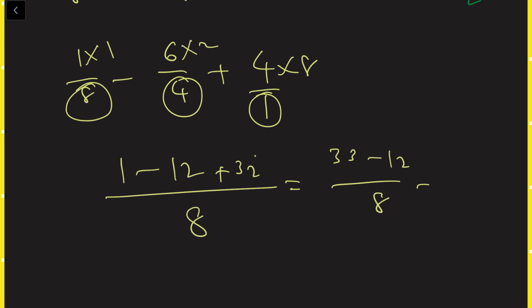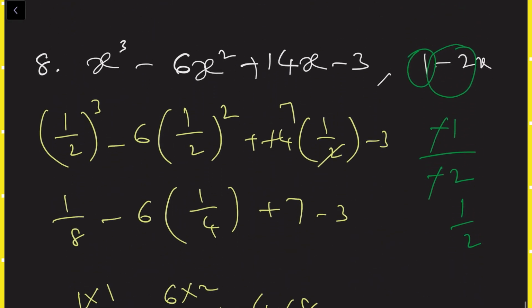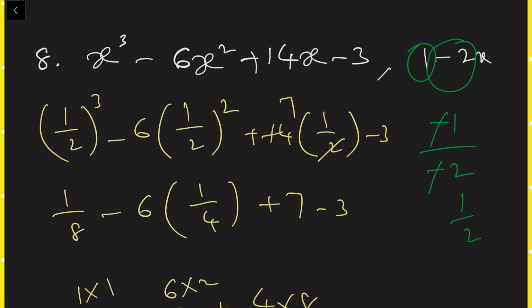And 33 minus 12 is nothing but 21 divided by 8. Here, if any simplification is possible, we need to do that simplification, but here it is not possible, so just leave it. Now the same question he is asking again, and verify the result by the long division method. In the previous problem, the long division method we did, the same we need to follow here also.